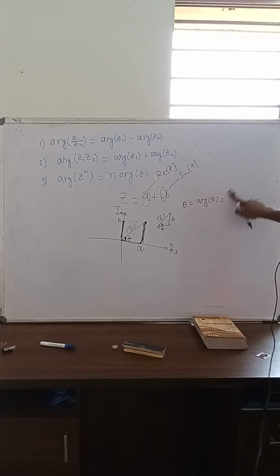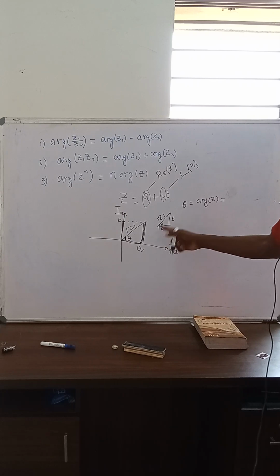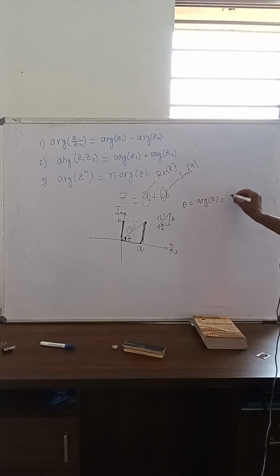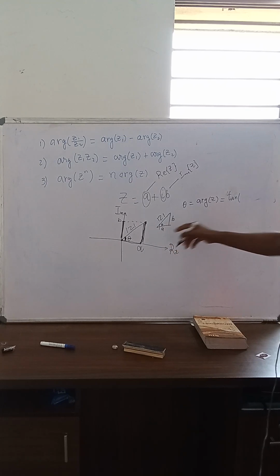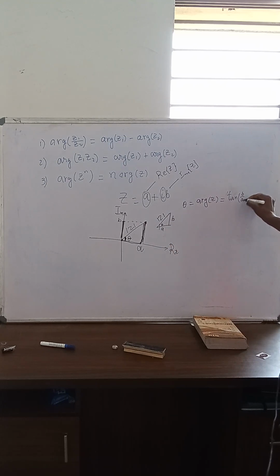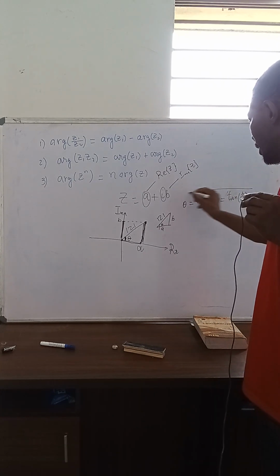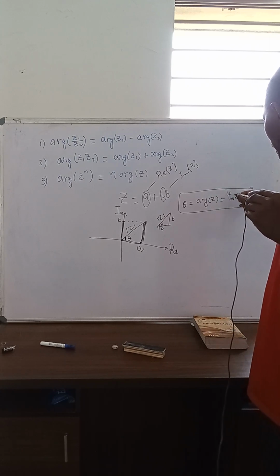You can just come here. This argument can be found by sine, cosine, or tangent. It's up to you, but usually it is done this way: you just plot by tangent, like b by a. Okay, b by a. Nice. So this is tangent of b by a. This is what we call the argument of this z.